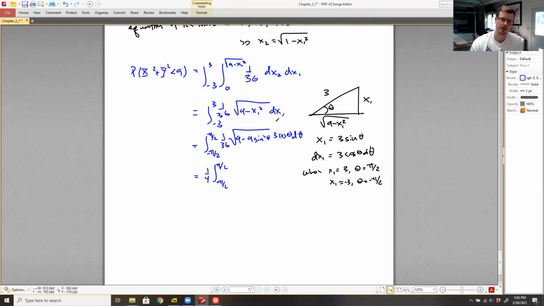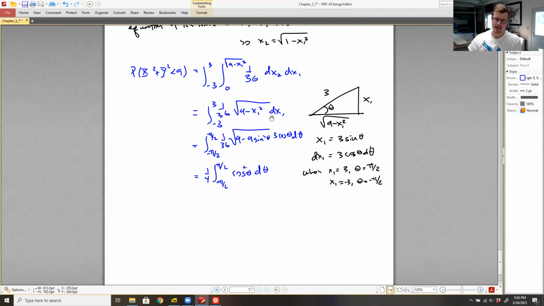1 minus sine squared is cosine squared. Square root of cosine squared is cosine. So this is cosine theta times cosine theta. So it's cosine squared d theta.